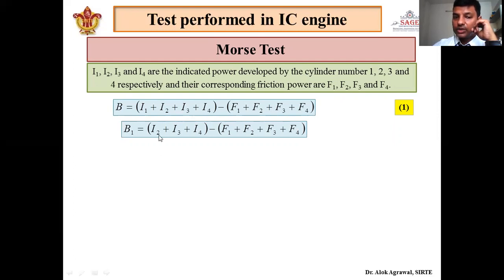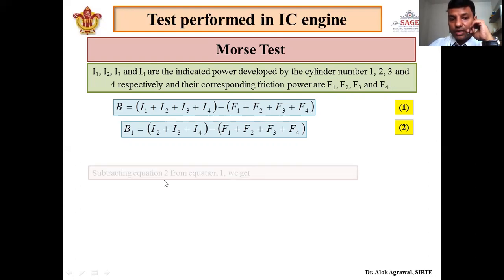So what will remain? I2, I3 and I4 will remain. But it has been assumed that friction power will remain the same whether the engine is working or not. So friction power will remain the same, that is F1 plus F2 plus F3 plus F4. So B1 will be like this. Give this equation 2. I hope it is clear. B1 means cut off at cylinder 1, and when there is cut off at cylinder 1, there will not be any indicated power developed in cylinder 1. So total indicated power will be the summation of indicated power developed in cylinders 2, 3 and 4.